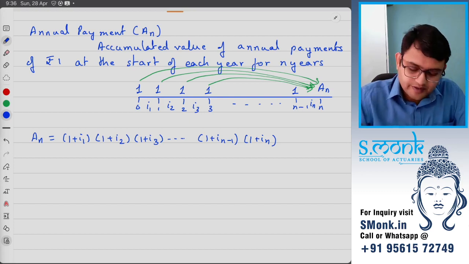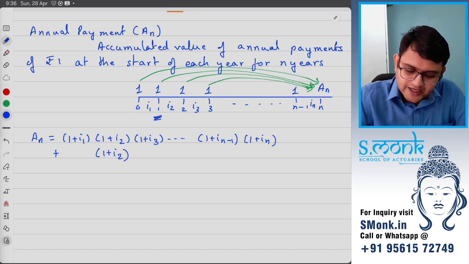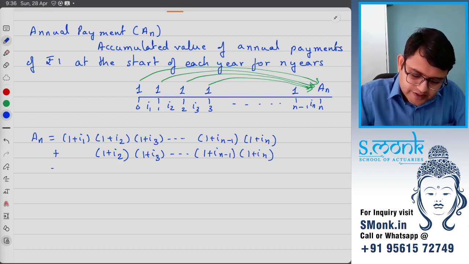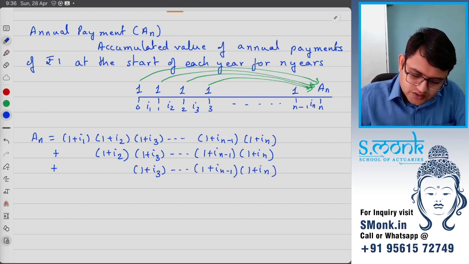But if I take the second payment also, I'll add up the second payment. It will start from I2. Okay, because it is at time 1, the first rate of interest we'll encounter is I2. And it will be accumulated for n minus 1 years. Similarly, the next payment will start from 1 plus I3 and go till the end. And so on.